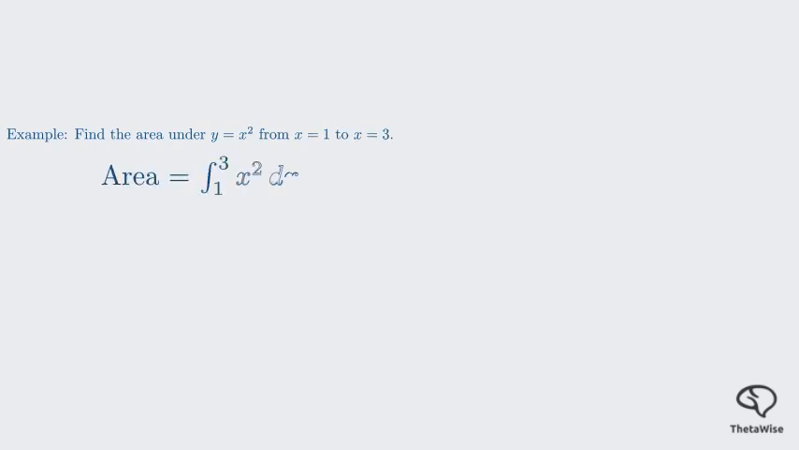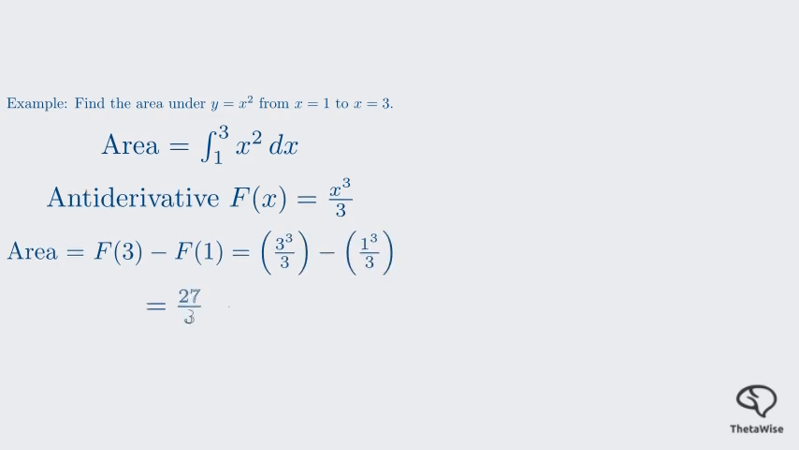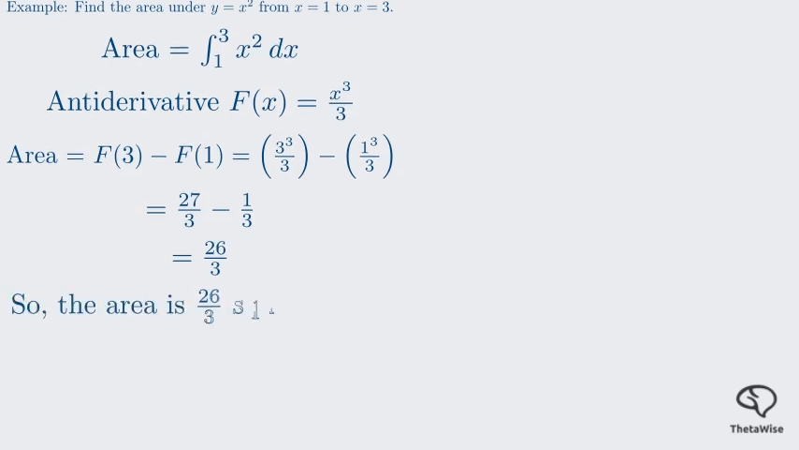Let's apply this to find the area under a curve. Let's find the area under the parabola y equals x squared from x equals 1 to x equals 3. First, we set up the definite integral. The antiderivative of x squared is x cubed over 3. We evaluate this at the upper limit, 3, and the lower limit, 1. This gives us 27 over 3 minus 1 over 3, which simplifies to 26 over 3. So the area is 26 over 3 square units.